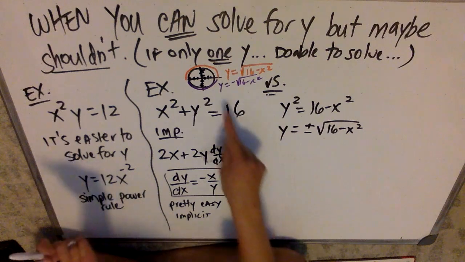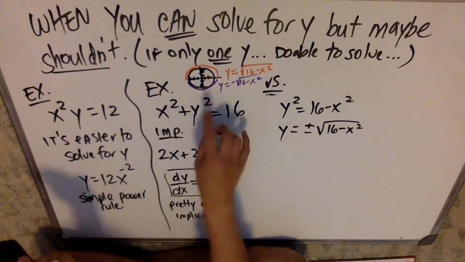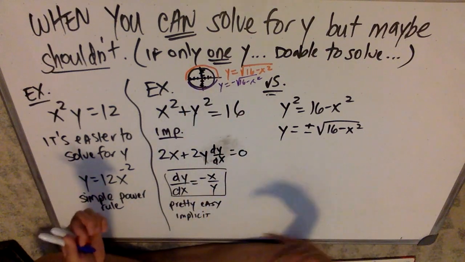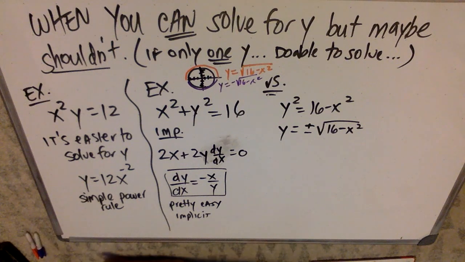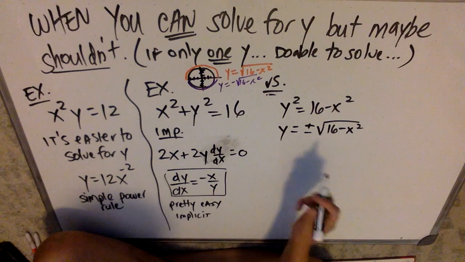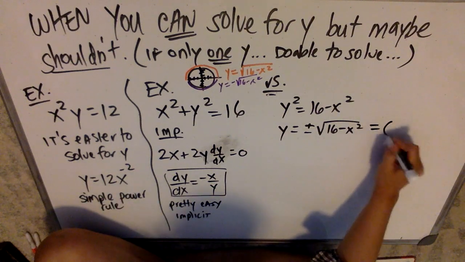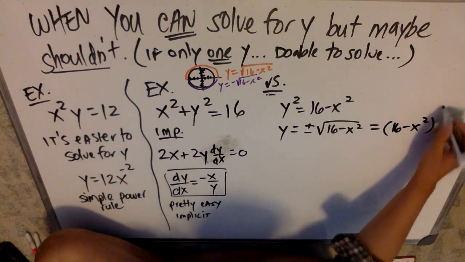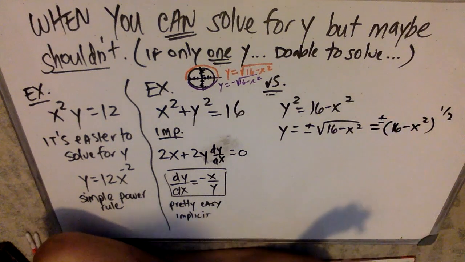Well, you'll notice that there are two spots, because this is not a function, there are two spots that have the same x coordinate and different y coordinates. So if I differentiated this, what's going to happen is this is actually a 16 minus x squared to the 1/2, again, with a plus or minus in front, good times.